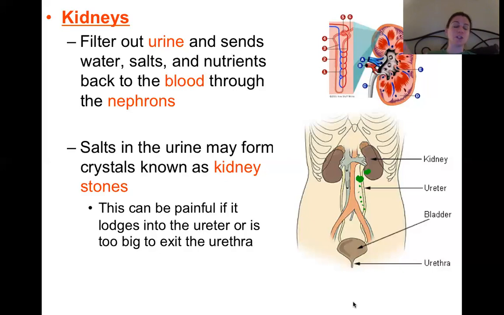People say that kidney stones are similar to giving birth. I personally have never had a kidney stone, so I cannot agree nor disagree with that statement. I have had a kid, but no kidney stone.